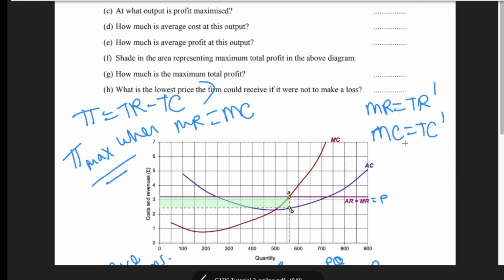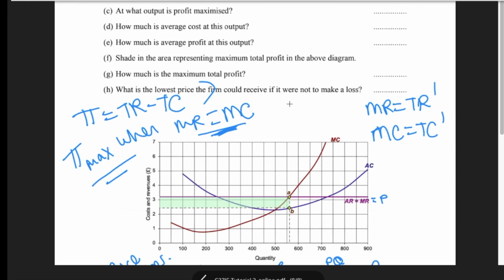Well, if I want to find a maximum, I differentiate and set equal to 0. So if I were to differentiate and set equal to 0, I would end up having marginal revenue equaling marginal cost. That's only for those of you that have already done differentiation and like maths. You do not need to know how to do this in order to answer this question. You just need to remember this condition.